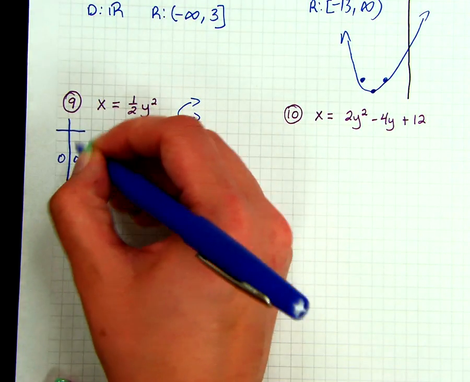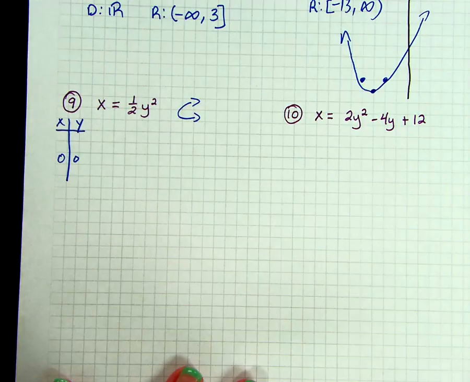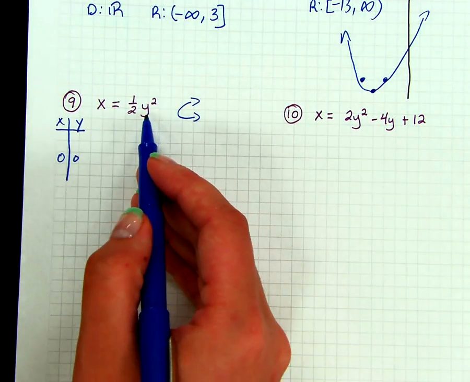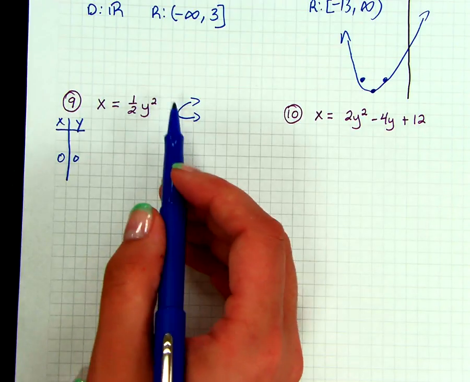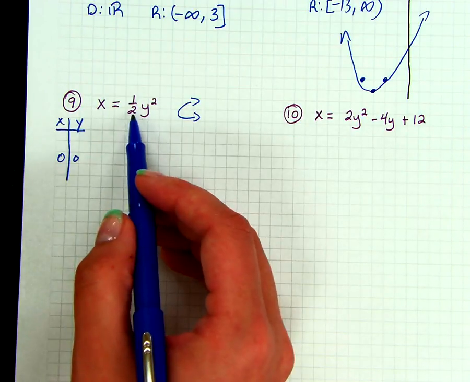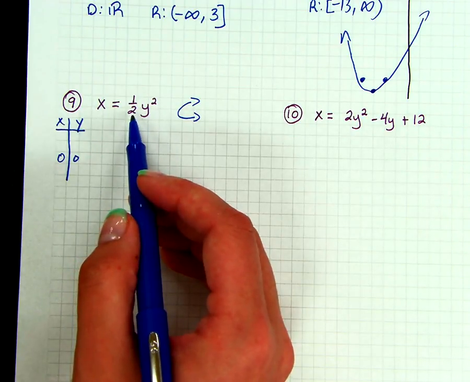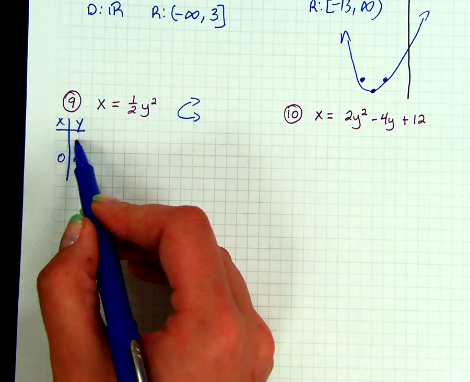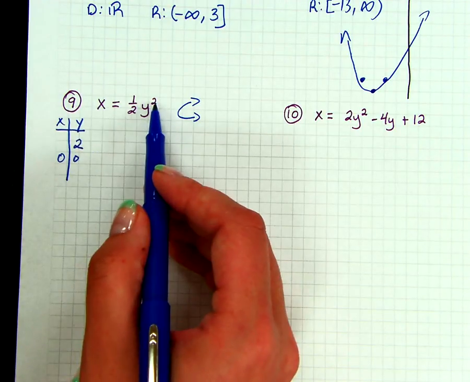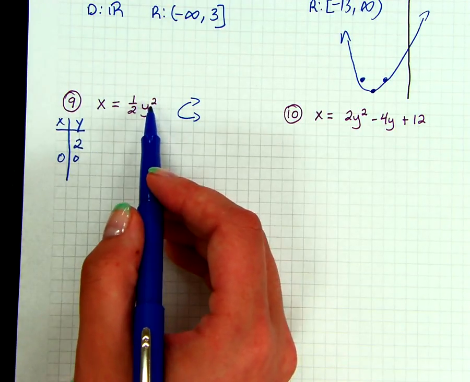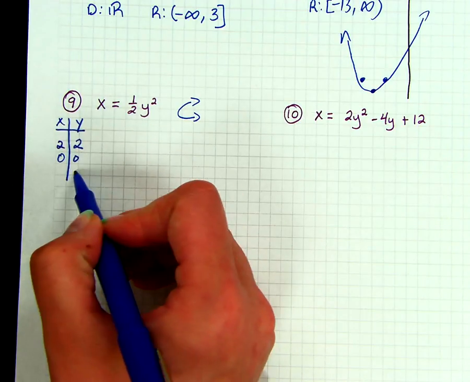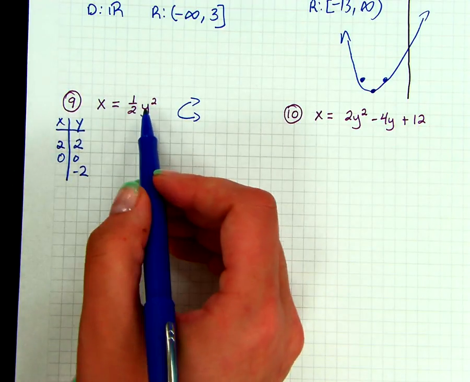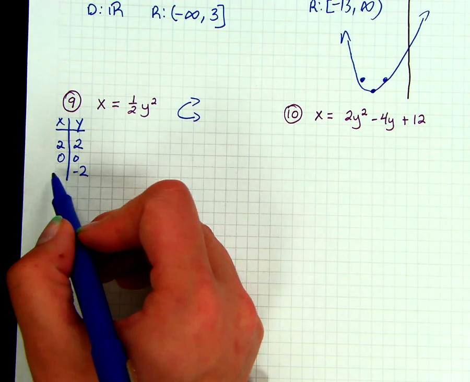So 0, 0. And we're picking y values this time. So when I pick my y value, when I square it, I want it to be divisible by 2. So if I pick 2 for my y value, 2 squared is 4, and then 4 times 1/2 is 2. And if I choose negative 2, negative 2 squared again is 4, times 1/2 is 2.